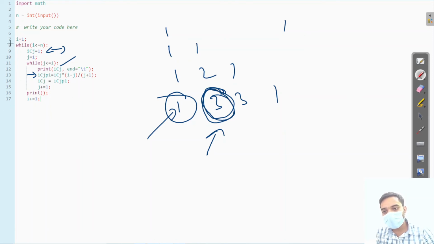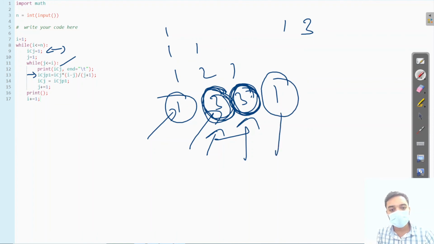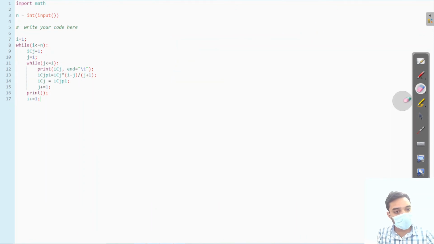Now I am entering my while loop again. Now I am printing my iCj, that is 3. I have printed 3. Now I am calculating my iCj plus 1. Now I am updating my value to this. Now my iCj is this. Now I am again entering my while loop. After this I am again calculating my iCj plus 1. Fine, this is my iCj plus 1. You have to do some maths, otherwise you won't get it. Go and pick your pen and copy, then you'll get it.